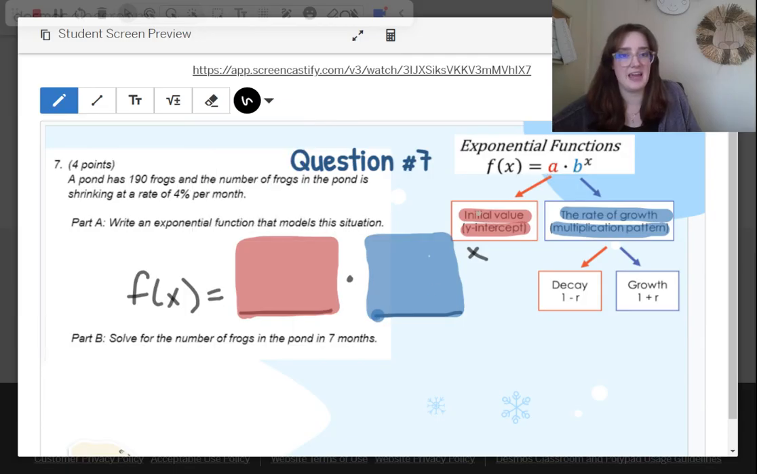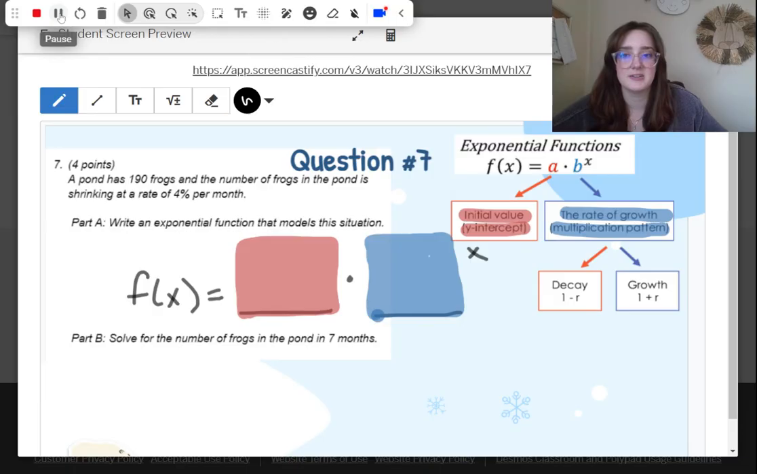So looking at part A, we want to know what is the initial value, what is the starting value, right? Like our y-intercept. If I'm playing this during class, I'll pause so you can take a minute to answer in the room chat. What do we think the initial value could be? What are we starting with here?